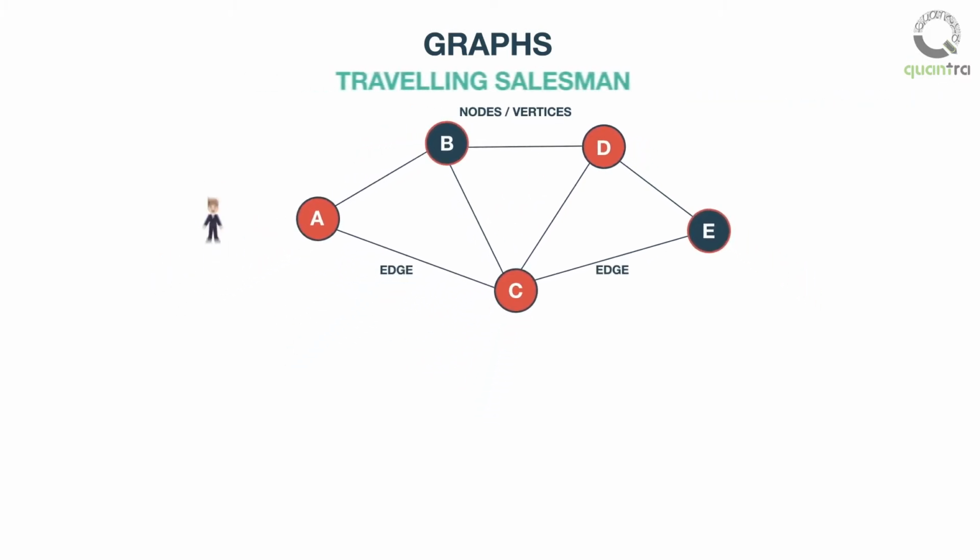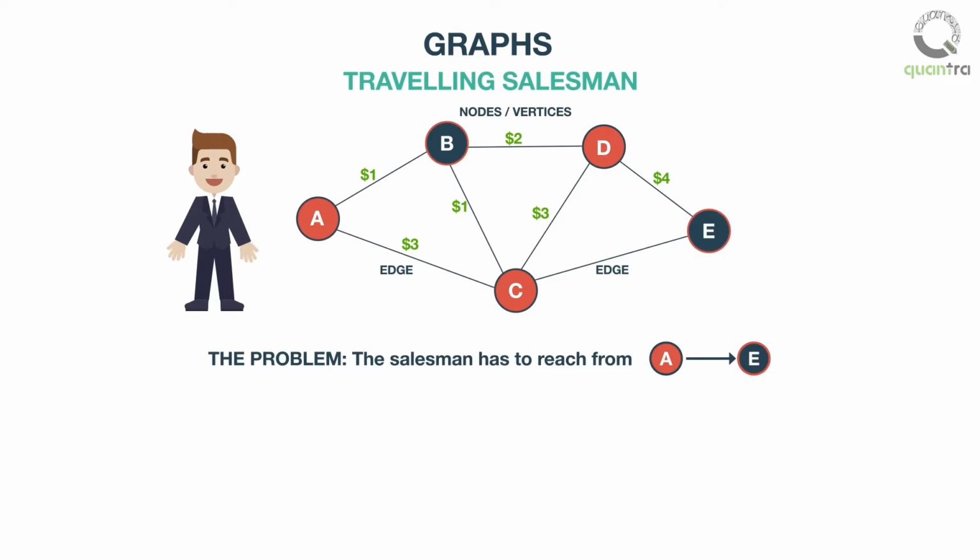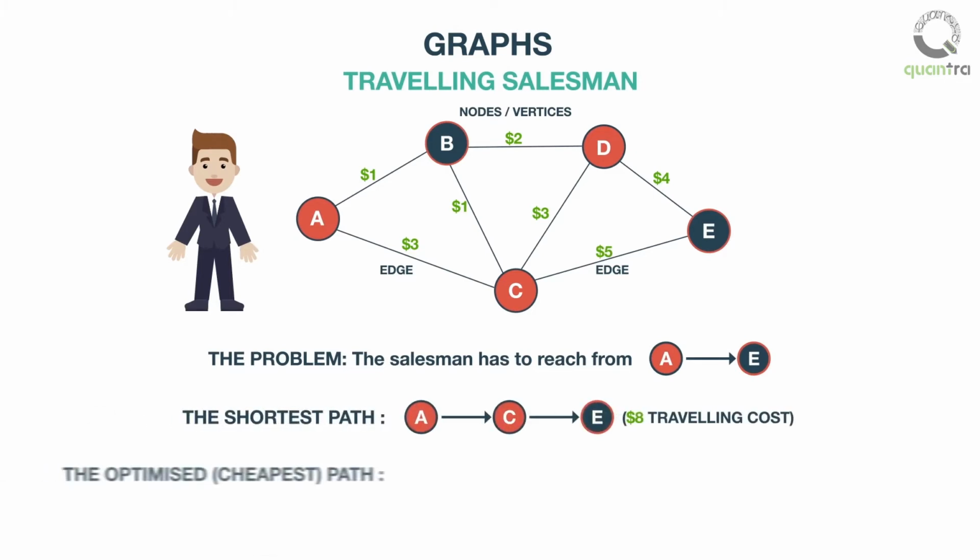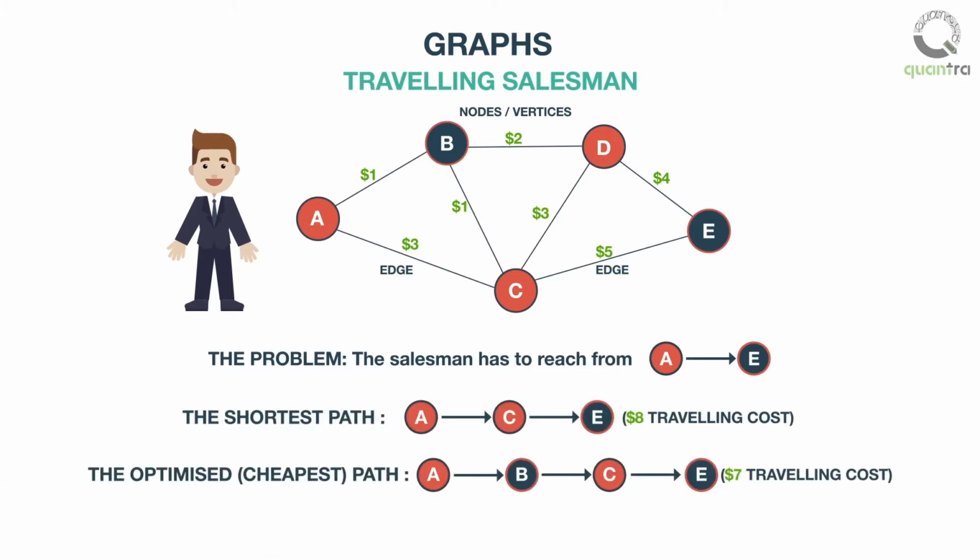Famous problems like traveling salesman can be solved using lists, wherein one has to find the most optimized path to reach any particular destination or node.